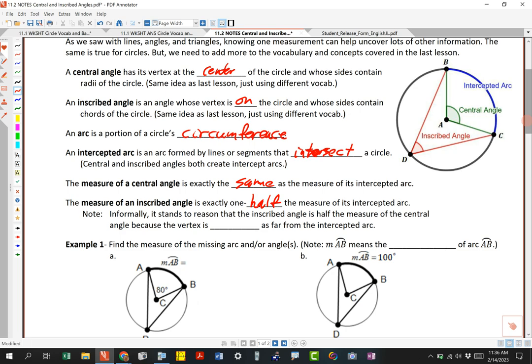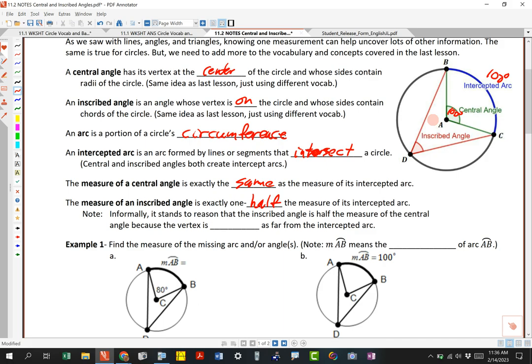Now, this should kind of make sense, and I want to show you why. So if this is, let's say, a 100-degree angle, this would be a 100-degree arc. So the arc from B to C would be 100 degrees, exactly the same as the central angle. Kind of makes sense, because if we chop this up into a bunch of central angles, kind of like a pizza, the angles would have to add up to 360, and all of the arc measurements would have to add up to 360.